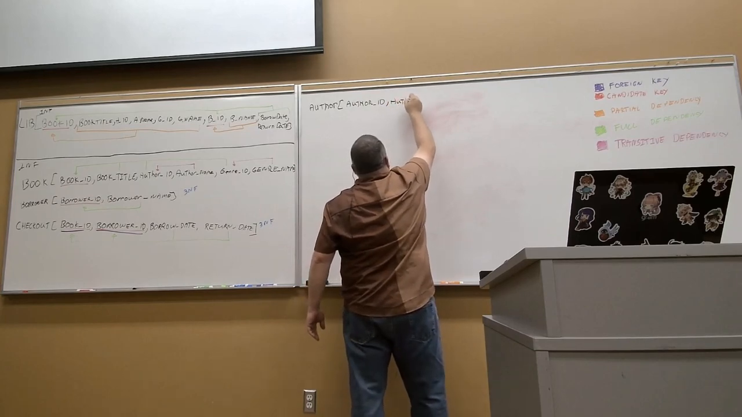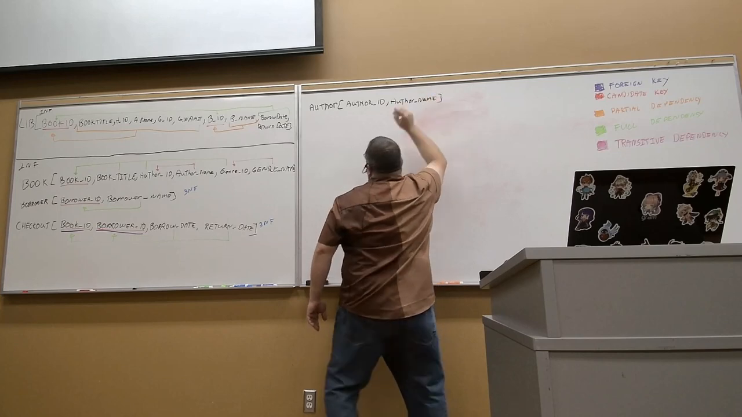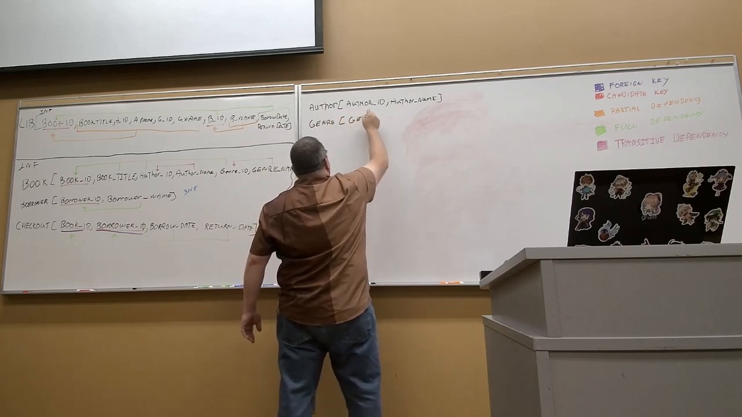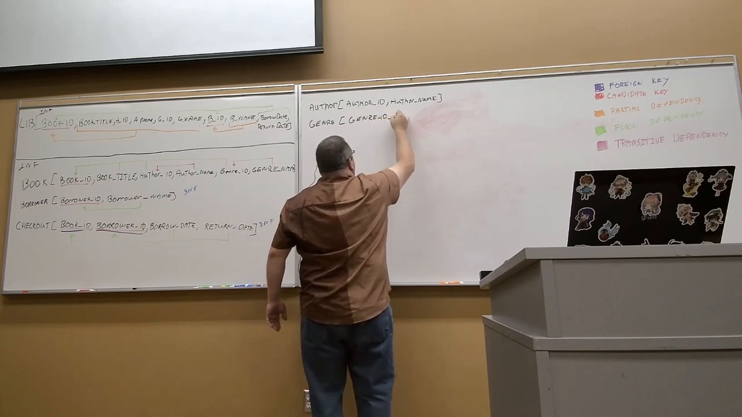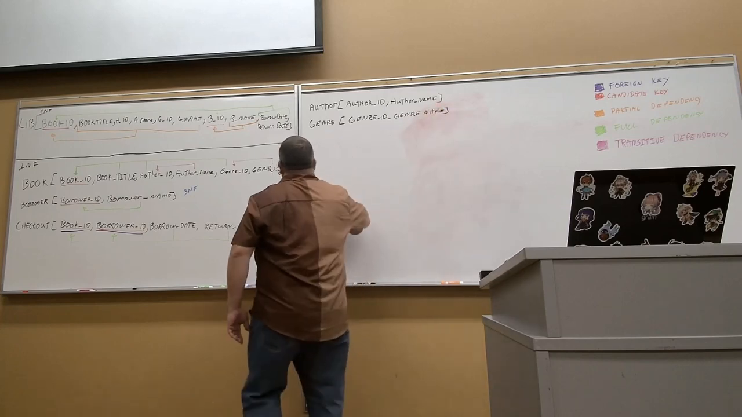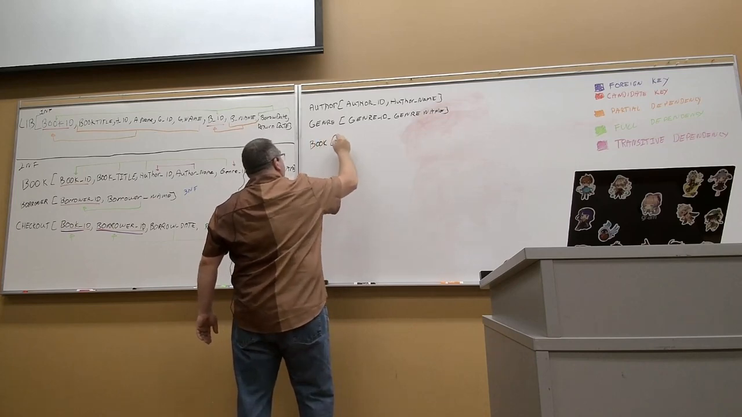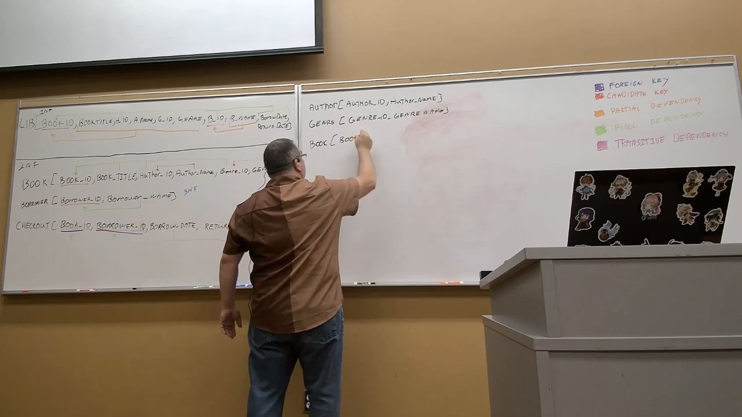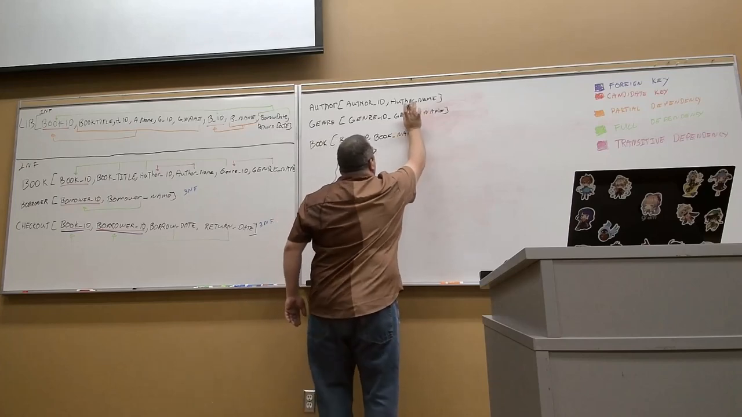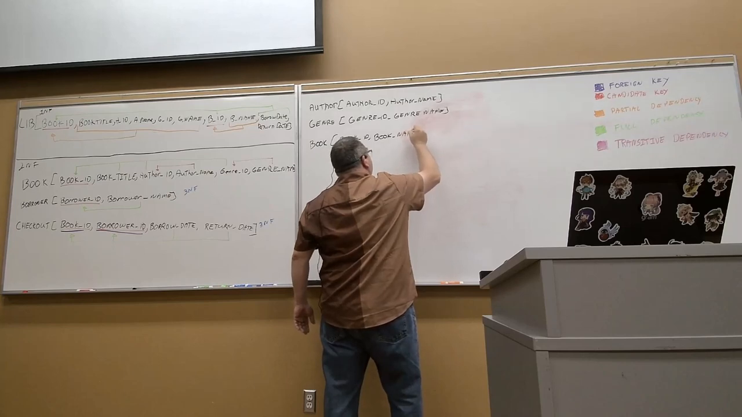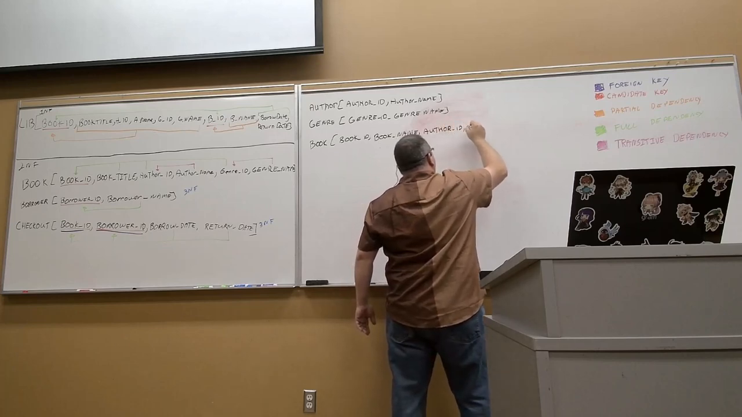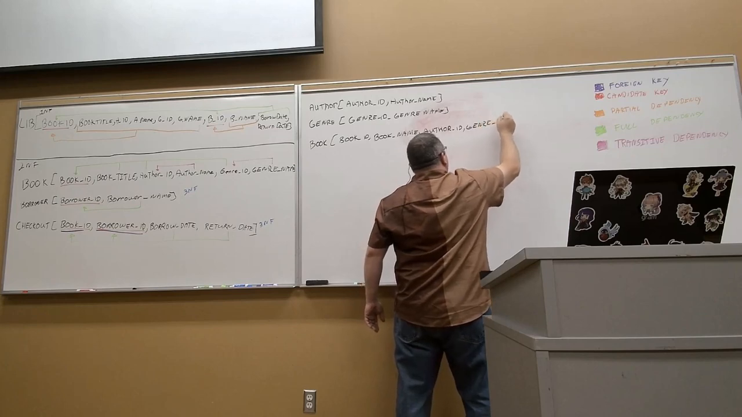Author name. We have genre with the genre ID, genre name. Okay, then we have the book, which has the book ID. I'm going to put all the underlines out in a second. Book ID, book name, author ID, and genre ID. Okay.